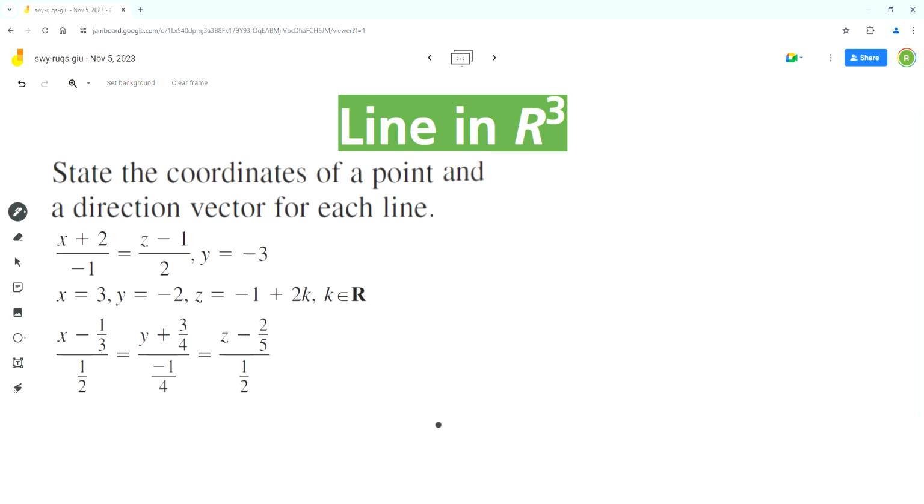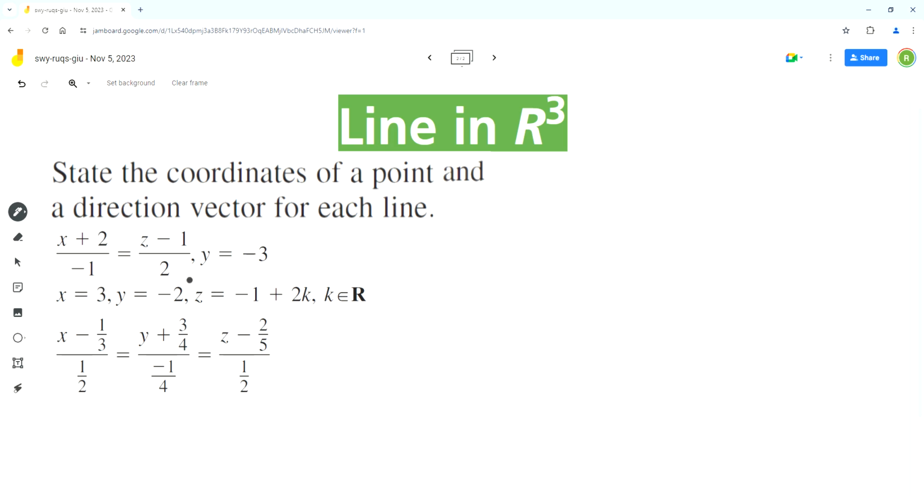So in this video, we'll solve this problem using the concepts of lines in R3. As per the problem, state the coordinates of a point and a direction vector for each line. So let's start with the first line.